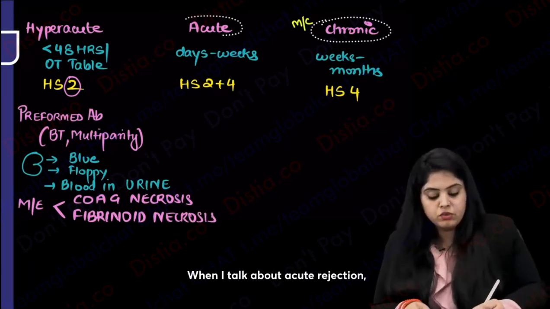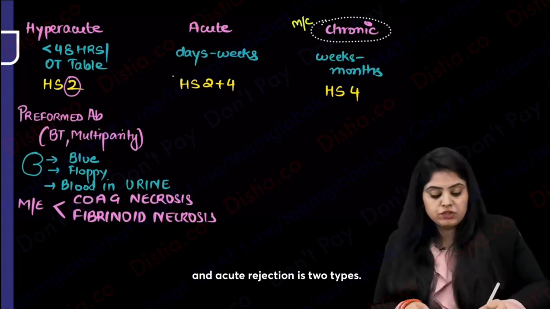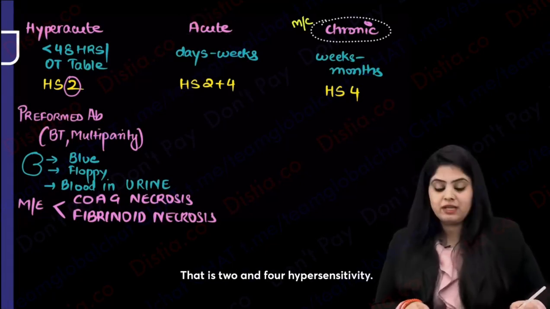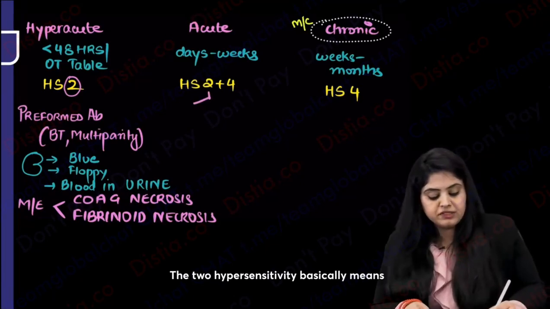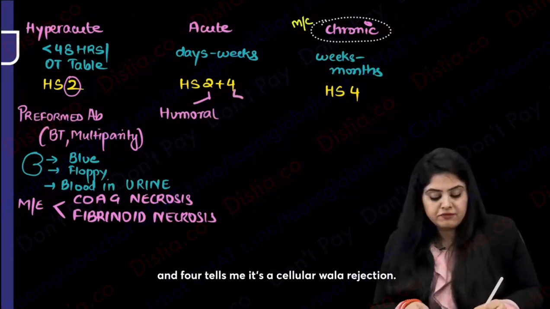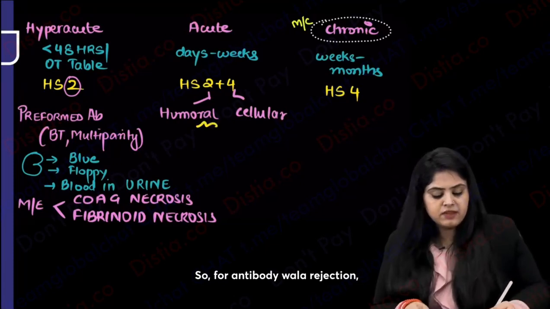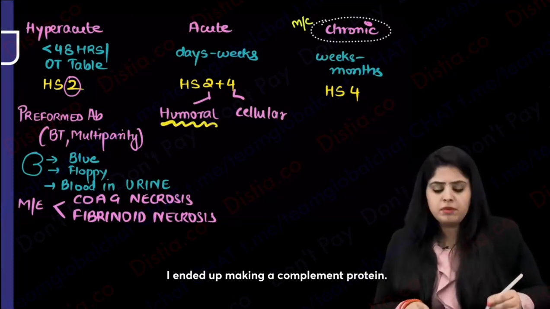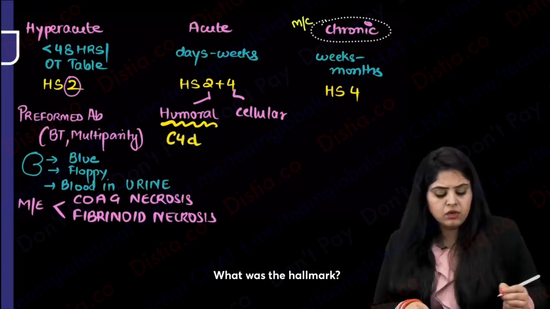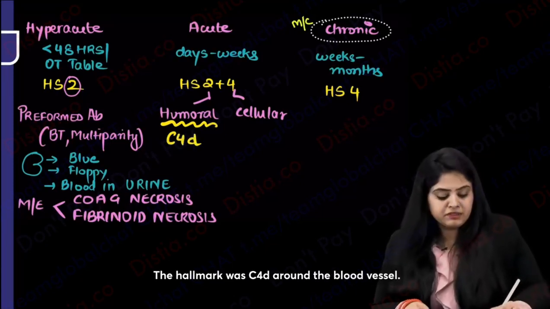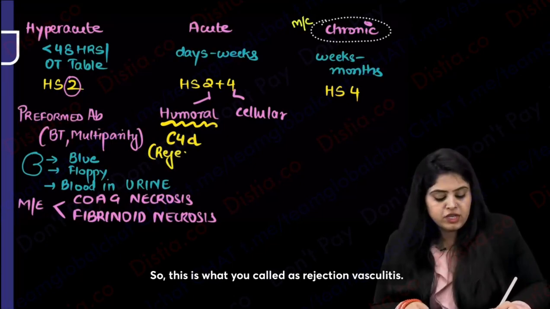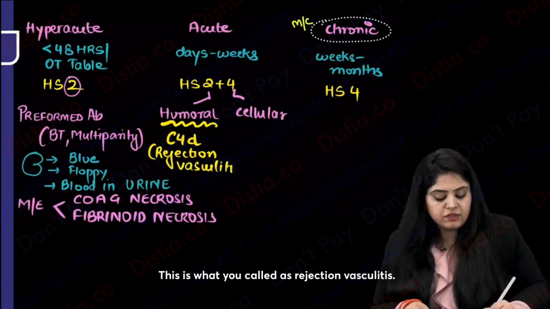When I talk about acute rejection, acute rejection is of two types, that is type 2 and type 4 hypersensitivity. Type 2 hypersensitivity basically means it's a humoral, antibody-mediated rejection, and type 4 tells me it's a cellular rejection. So for antibody-mediated rejection, I ended up making a complement protein. What was the hallmark? The hallmark was C4d around the blood vessel. So this is what you call rejection vasculitis.